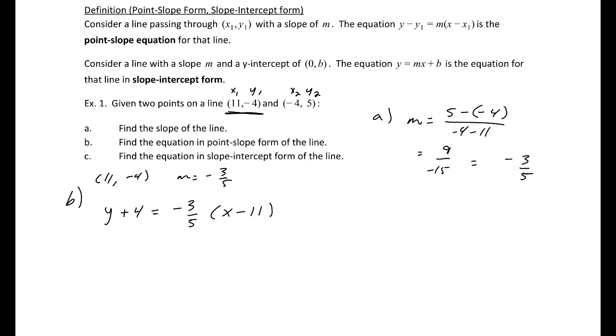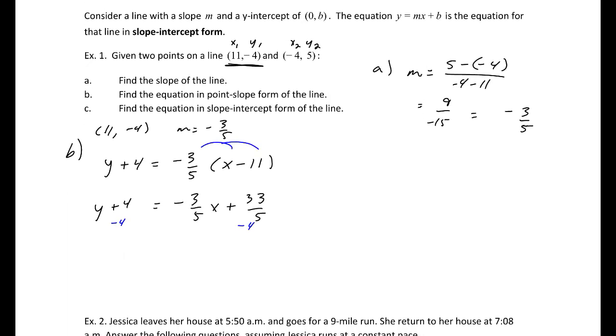Right. For part C, we want to find the slope-intercept form. So we're going to rearrange this equation, distributing that. It's -3/5 x plus 33 over 5, y plus 4, and subtracting 4. I'm distributing that. Subtracting 4, that would be 20/5. So that would be 13/5. And that will be y. So that is our equation in slope-intercept form.